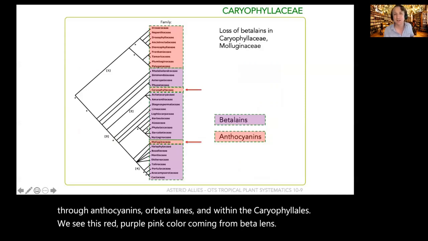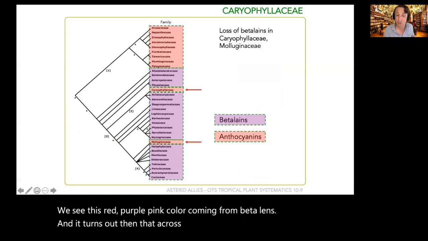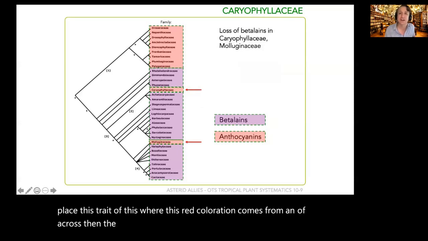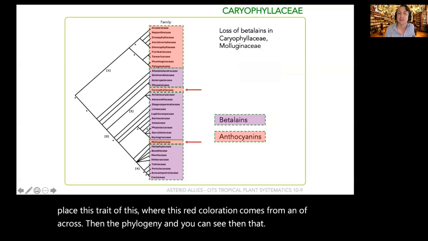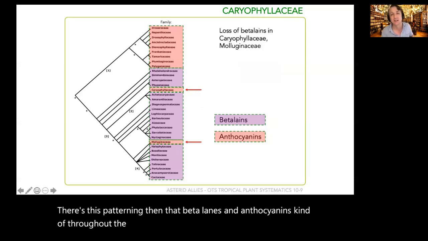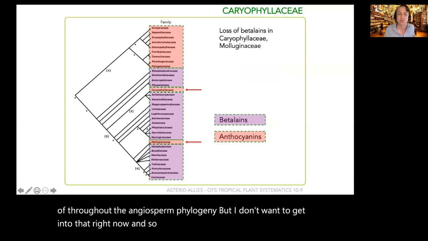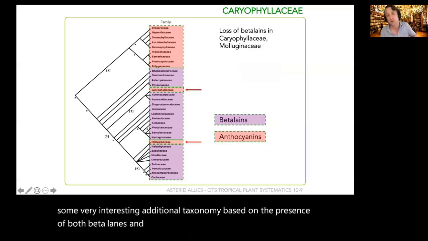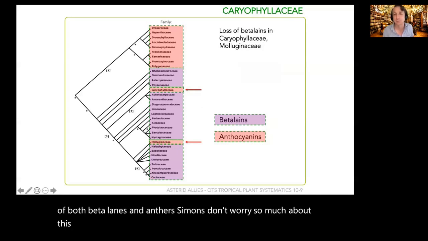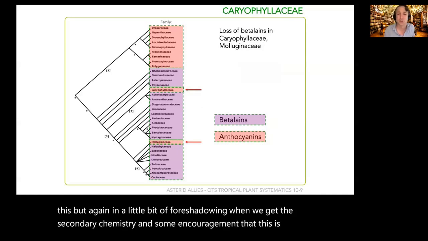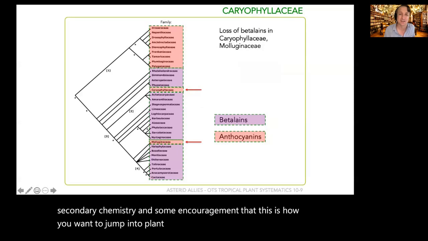It turns out that across the angiosperms, you can place where this red coloration comes from across the phylogeny. You can see this patterning of betalains and anthocyanins throughout the angiosperm phylogeny, but I don't want to get into that right now. Within the Caryophyllales, you can do some very interesting additional taxonomy based on the presence of both betalains and anthocyanins. Don't worry so much about this, but it's a little bit of foreshadowing for secondary chemistry, and encouragement that if you want to jump into plant taxonomy, you can go into more detail here.